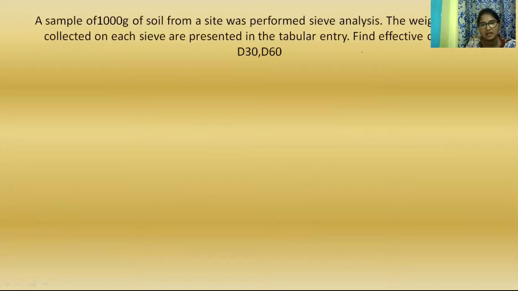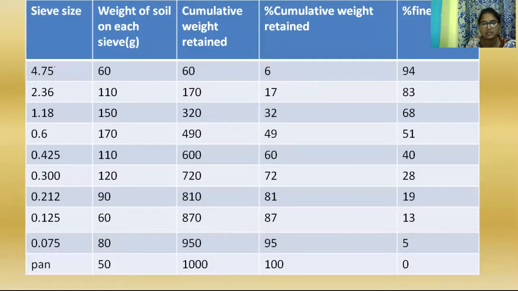In the sieve analysis, the weight of soil retained on each sieve is already presented in tabular form. The sieve set is arranged from top to bottom: 4.75 mm, 2.36 mm, 1.18 mm, 600 microns, 425 microns, 300 microns, 212 microns. These will be converted to mm, so the sieve sizes are in mm.